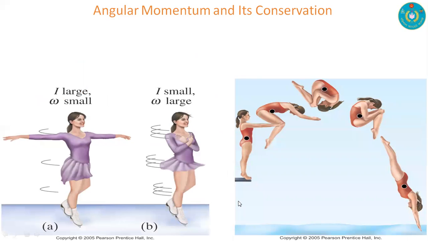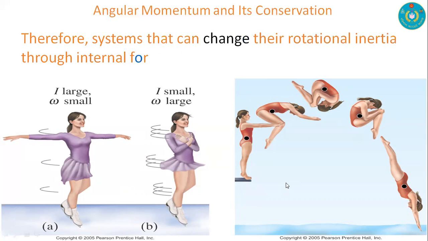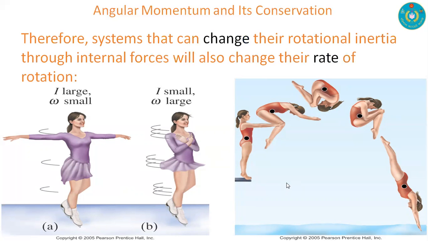For angular momentum and its conservation, if I is large, then ω is small. If I is small, then ω is large. And we have the application of conservation of momentum here. Therefore, systems that can change their rotational inertia through internal forces will also change their rate of rotation.